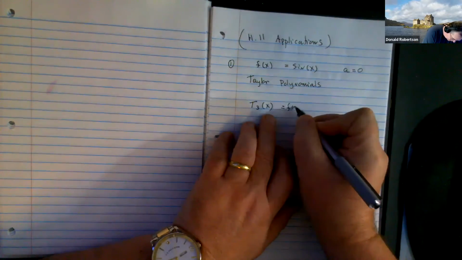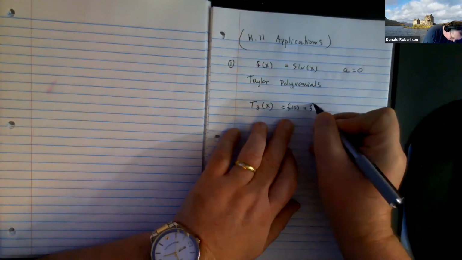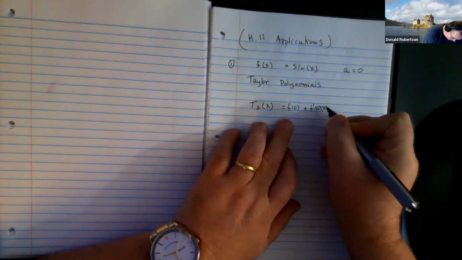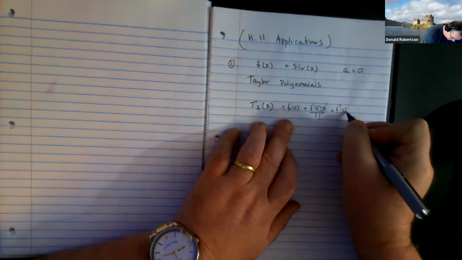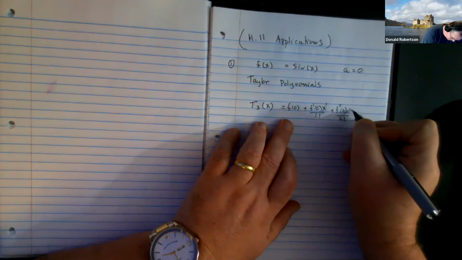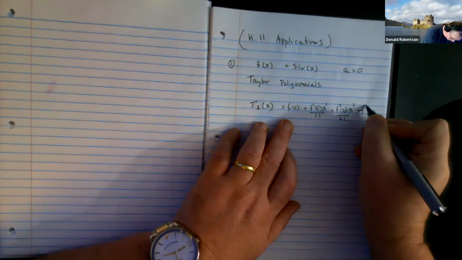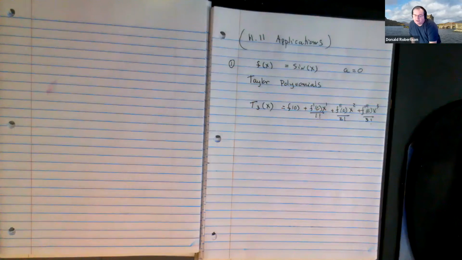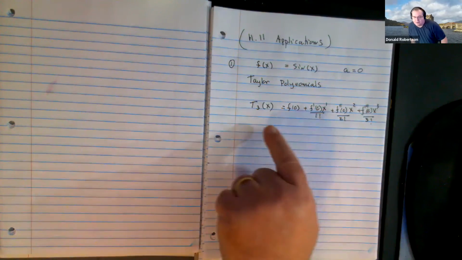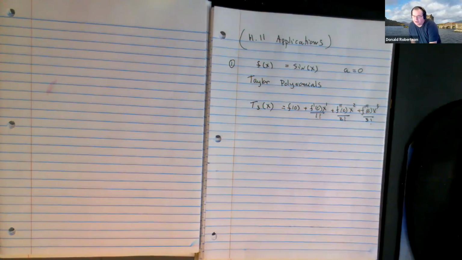So if I asked you, for example, I'm just going to pick this one, to get T3 of x, you are going to get f of 0 plus f prime of 0, that term, that term, that term. Does that make sense? That T3 of x just means only do it up to x cubed.